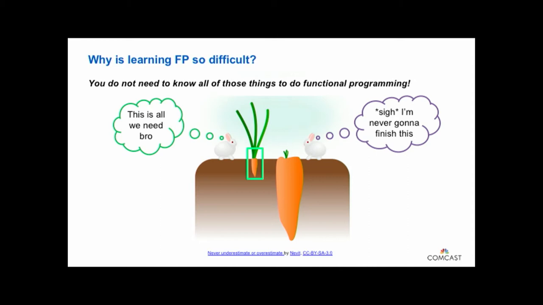The hard thing is that there are a lot of people running around peddling their dank category theory, and it's really hard to resist the urge to jump into that side of things. So if you don't need all that stuff to do functional programming in Scala, the question is, what do you need to know?